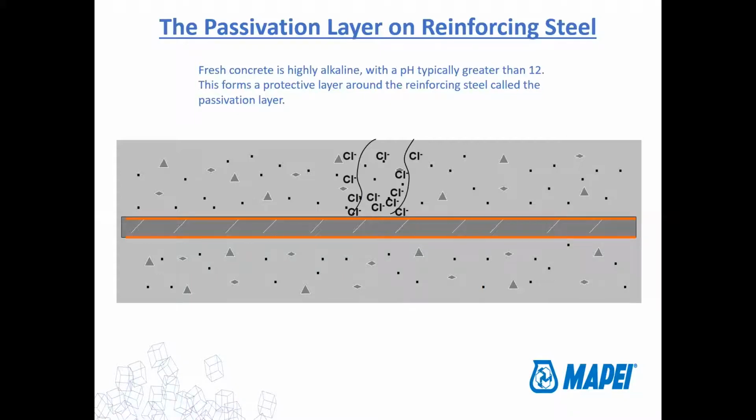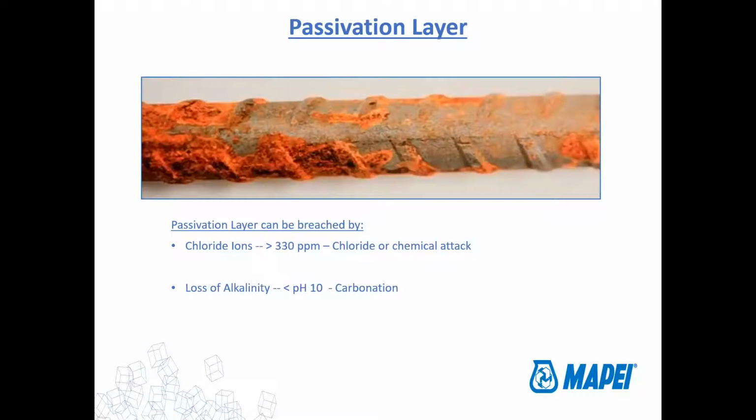And as the pH starts to drop, then the passivation layer can be breached. Once the passivation layer gets breached, now we have a situation where corrosion can start to actually happen. So there's two different ways where this passivation layer can be breached. The first has to do with chloride ion concentration.